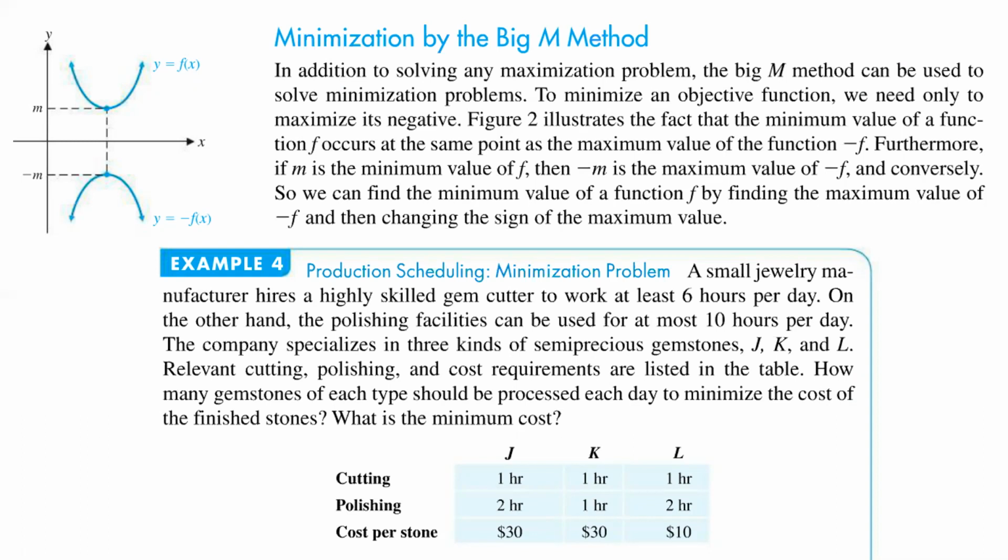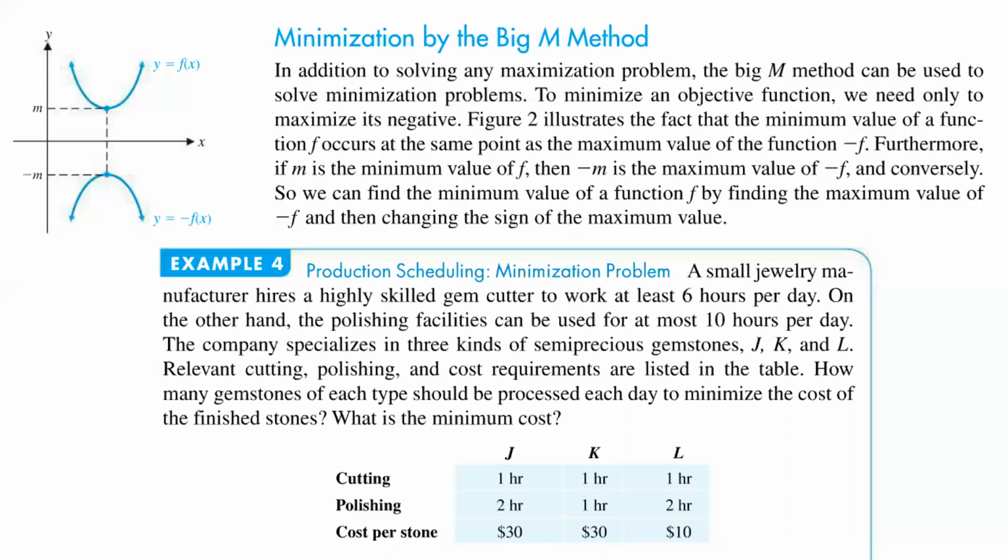So let's set up example 4, because I think this is important to understand how do we do that. So production scheduling minimization problem. A small jewelry manufacturer hires a highly skilled gem cutter to work at least 6 hours per day. On the other hand, the polishing facilities can be used for at most 10 hours per day. The company specializes in 3 kinds of semi-precious gemstones, J, K, and L. Relevant cutting, polishing, and cost requirements are listed in the table below. How many gemstones of each type should be processed each day to minimize the cost of finishing stones? What is the minimum cost?